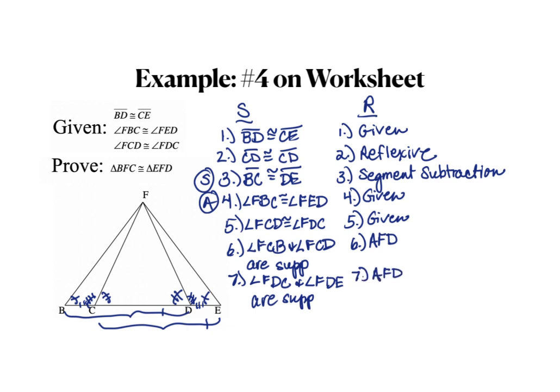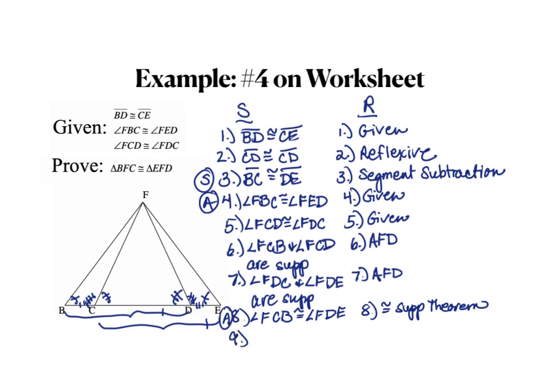But the good news is, now that I've said that they are both supplementary to congruent angles, then I know they're congruent to each other. So, angle FCB is congruent to angle FDE. That's the congruent supplements theorem. And that is the last thing I need to do to show those triangles are congruent.